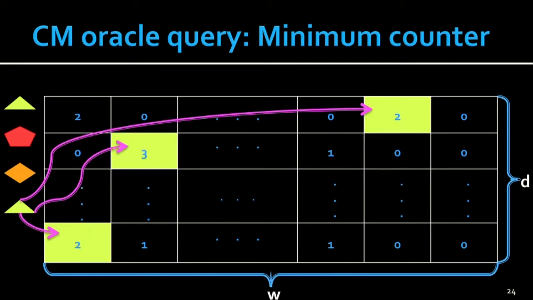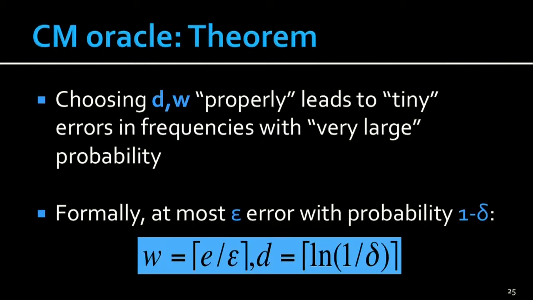So does this generalize to the general setting? The answer is yes. So there is a theorem which says if you choose the values of D and W properly, it leads to very small amounts of error with very large probabilities. So with a very large probability, we'll have very small error. And formally, if you choose any 2 numbers, epsilon and delta, small numbers, less than 1, let's say, and you choose W and D according to those formulas, then you get at most epsilon error in the frequency with probability at least 1 minus delta.